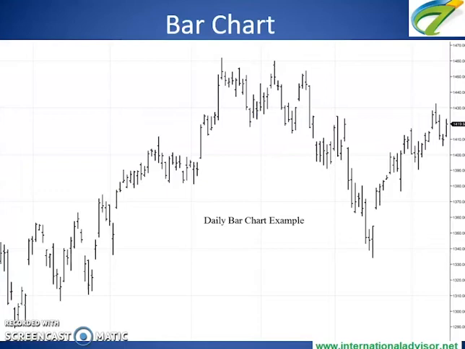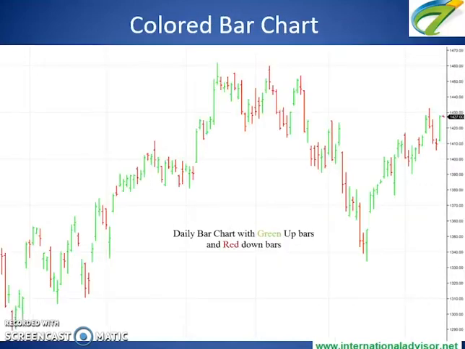It's shown generally like this, or in most cases it is shown in colors like this, where the bullish move is represented in green color and the bearish move is represented in red color.